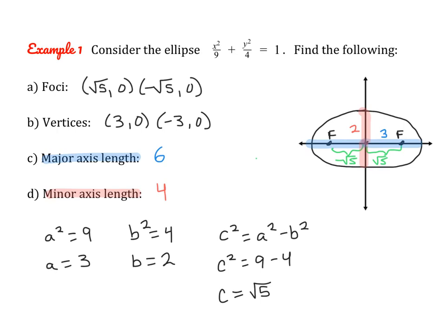So again, the first thing you should look at is whether you have a vertical or horizontal ellipse. That can be determined by finding which denominator is larger. And then you should also remember this formula, c squared equals a squared minus b squared, because that will help you find your foci.